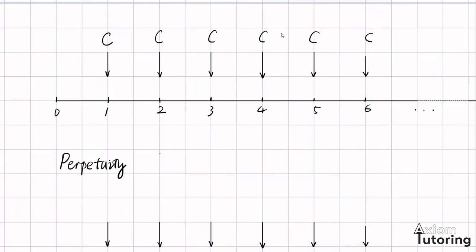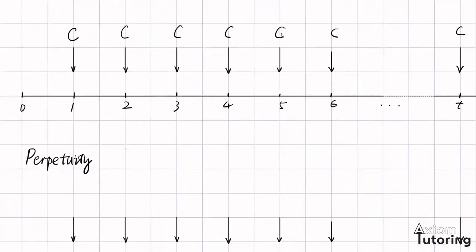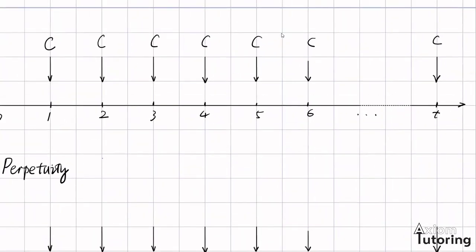Hi, in this video, we're going to talk about a special case where you have constant cash flow and constant discount rate, but it extends indefinitely into the future. So the cash flows will be repeating itself indefinitely. So how do we calculate the present value of such cash flows?